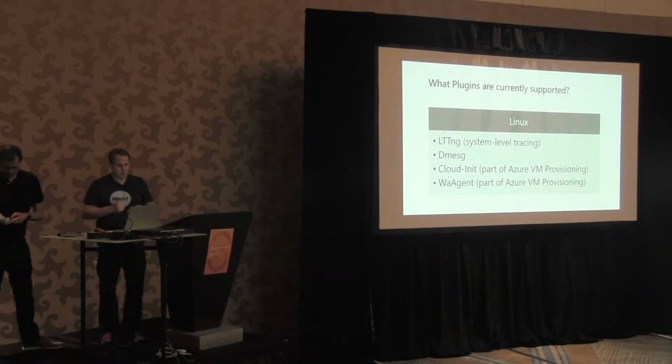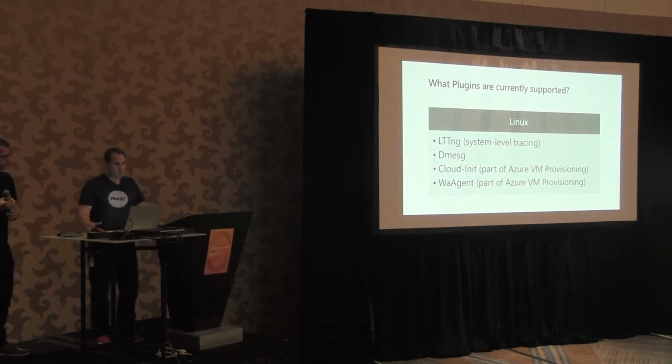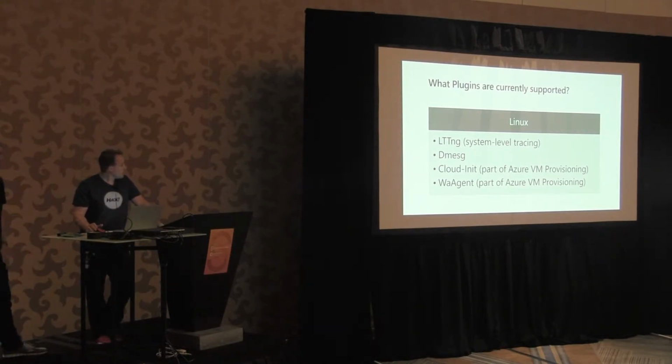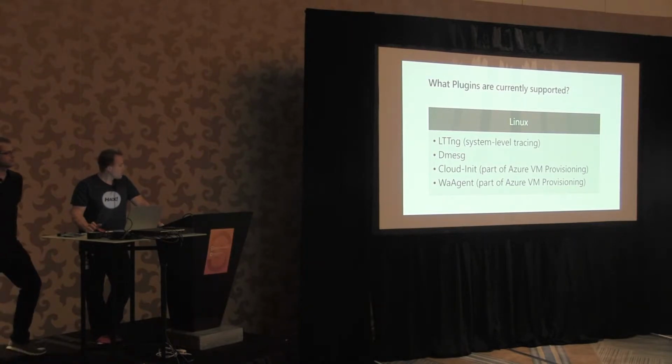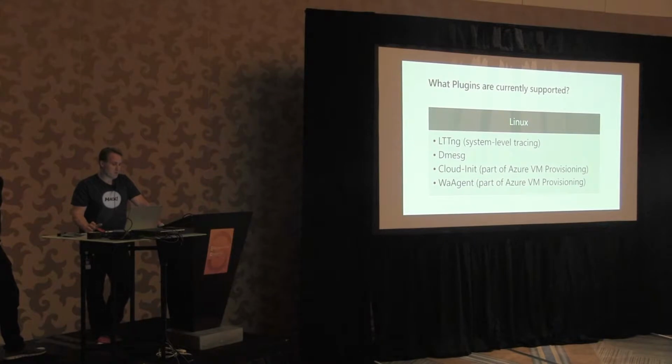Cool. So we'll talk about the plugins with the new SDK that we're currently supporting for Linux. Of course we have LTTng, system level tracing with the SDK. We've also wanted to correlate with other logs, so these logs like dmesg. There's other couple logs you may or may not have heard of. First is cloud-init. That's an open source provisioning type of tool that runs on a lot of different cloud vendors that provisions any VM.